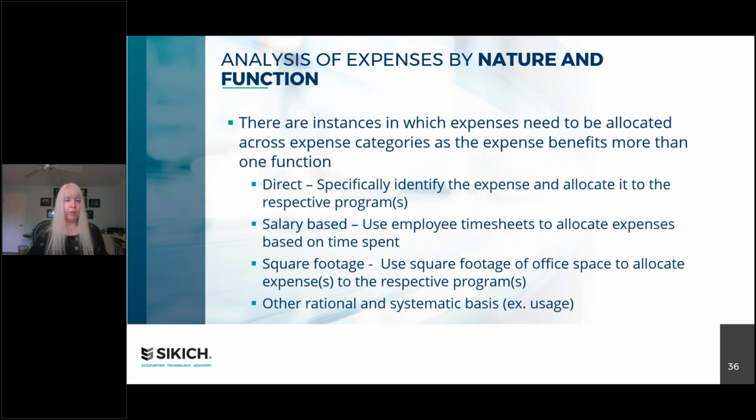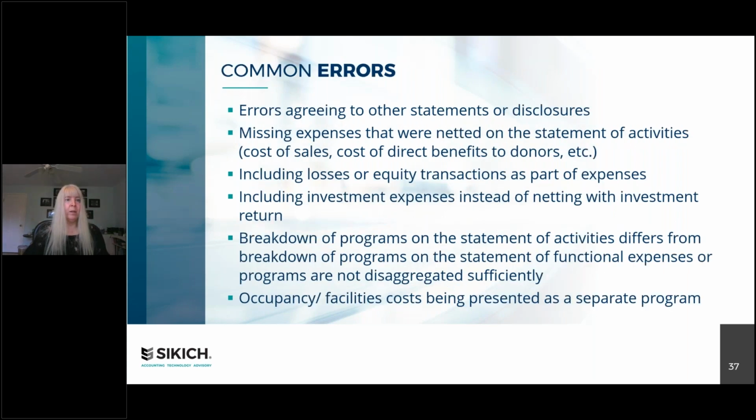And then there's direct, where you can specifically identify the expense and charge it right to the respective program or supporting service. So just keep that in mind, because allocations is a lot of times where errors are made, where things are allocated that shouldn't be, or vice versa.